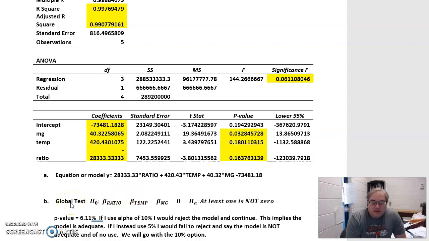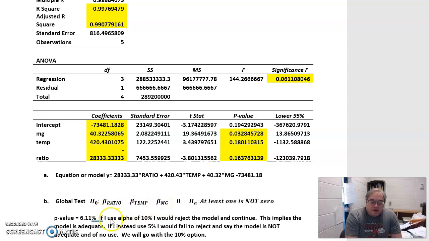Well, we would do the global test. The global test is testing model adequacy, and you will have to do this on the final. Hypotheses will look like this. Betas stand for the parameters. So beta ratio equals beta temp equals beta mg equals 0. So we're testing the null, that these coefficients, these numbers here, may as well be 0, against at least one's not 0. And if you fail to reject, that's bad. If you fail to reject, you're saying this may as well be true, implying all these parameters may as well just be 0, so your model will be no good.